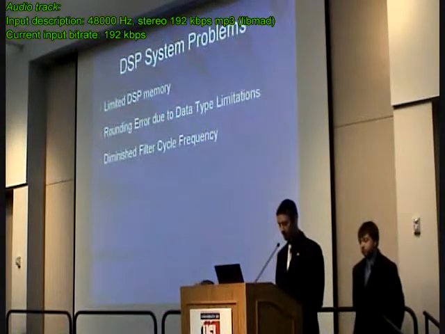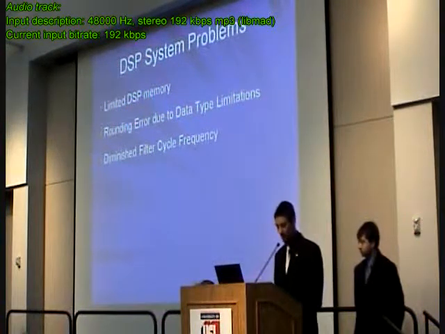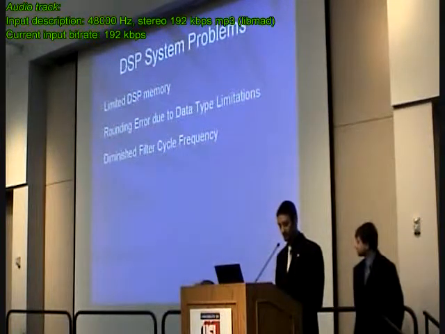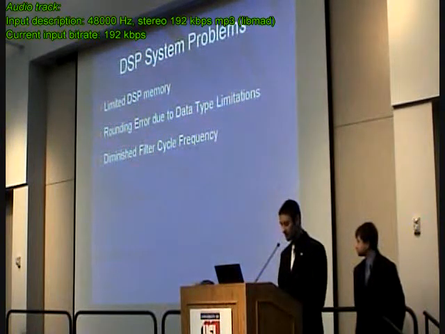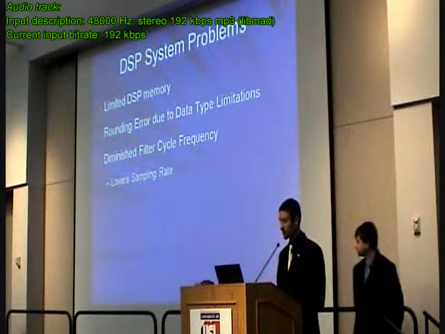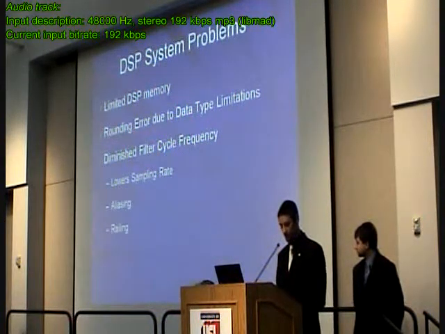The most important problem we faced was diminished filter cycle frequency. The analog converter waits until the filter routine is complete before supplying the next input value. This extended processing time required for our algorithm caused the effective sampling frequency to plummet, which in turn caused aliasing. And finally, the response rails to the highest value.